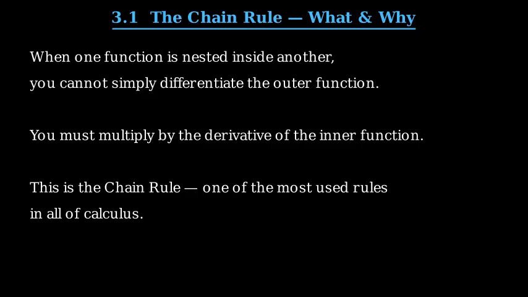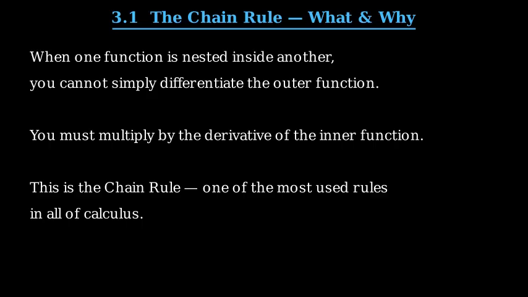Differentiation, Composite, Implicit, and Inverse Functions. Section 3.1. The Chain Rule. What is it and why do we need it? When one function is nested inside another, for example, sine of x squared, you cannot simply differentiate the outer function and stop there. You must also multiply by the derivative of the inner function. This is called the chain rule.